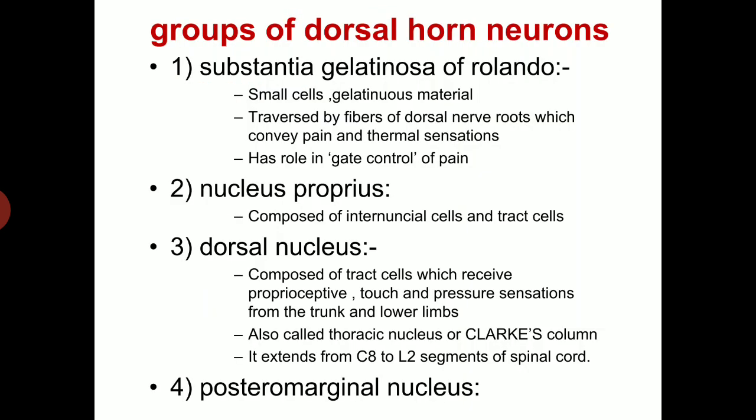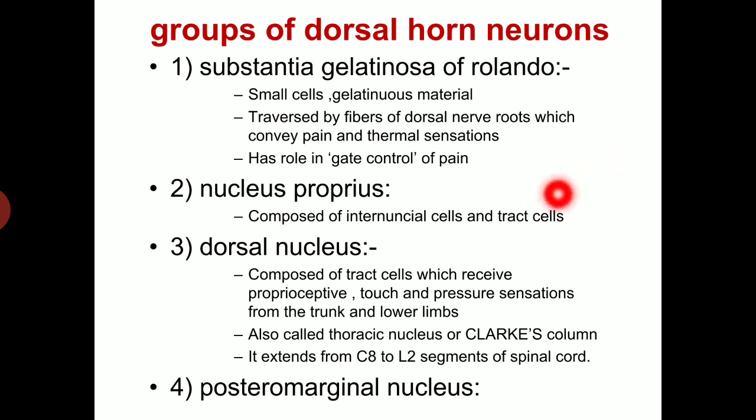Groups of dorsal horn neurons. First neuron is substantia gelatinosa of Rolando. They are basically small cells made up of gelatinous material, that's why it is called substantia gelatinosa. Traversed by fibers of dorsal nerve roots which convey pain and thermal sensation, and it has a role in gate control of pain. So it is one of the pain suppression systems.